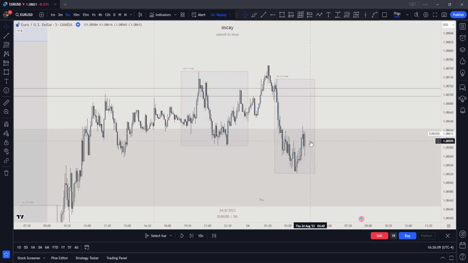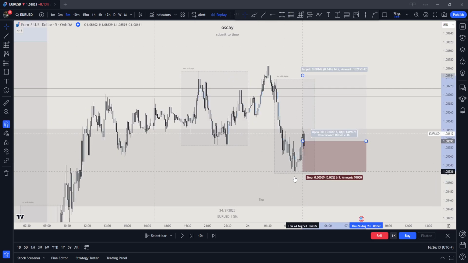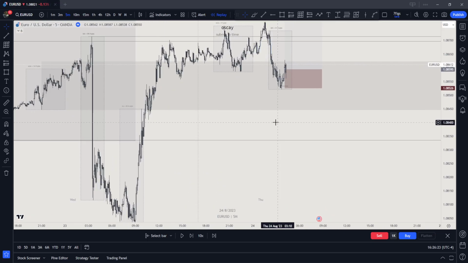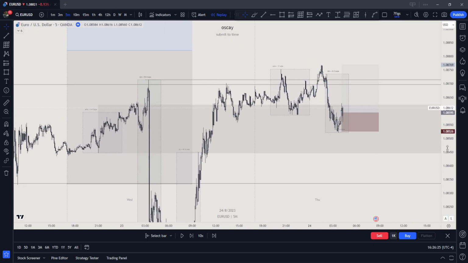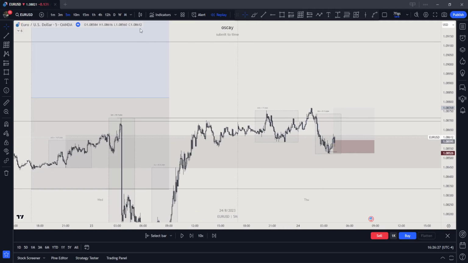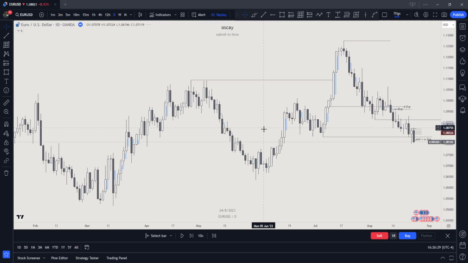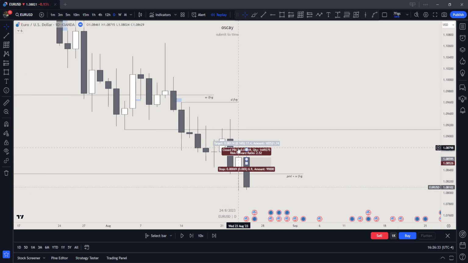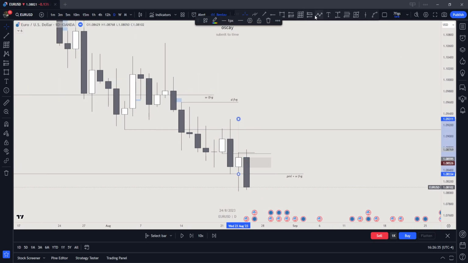3 o'clock. This looks like a beautiful unicorn. Instead of a H1 breaker, after we have taken external range liquidity, and we are now aiming to go for internal range liquidity. I'm not saying I'm taking it, by the way. I'm not saying that. I'm just looking at it.